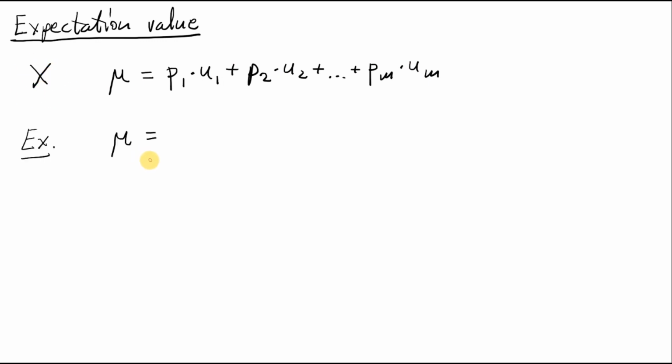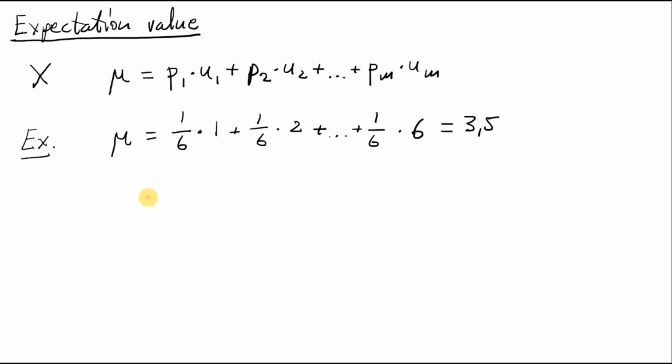For example, for a normal die, we have the probabilities 1/6, like this, and the outcomes are 1, 2, up to 6. And if you calculate this one, you get 3.5. So this is the expectation value of a normal die. So what does the expectation value mean?